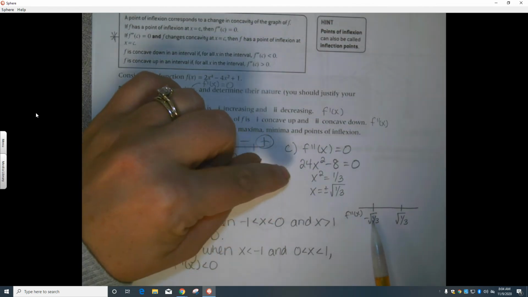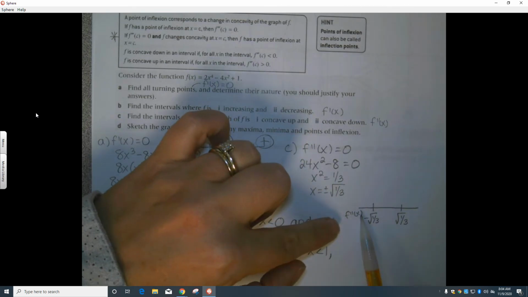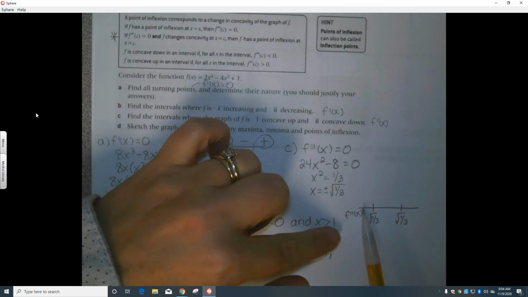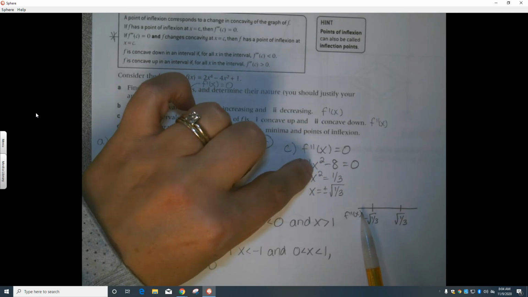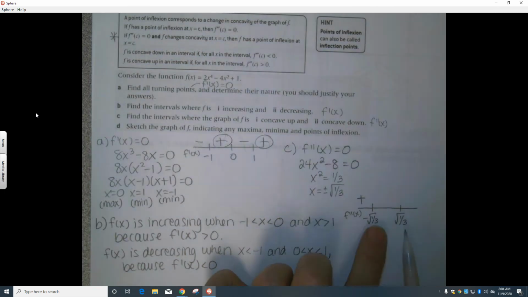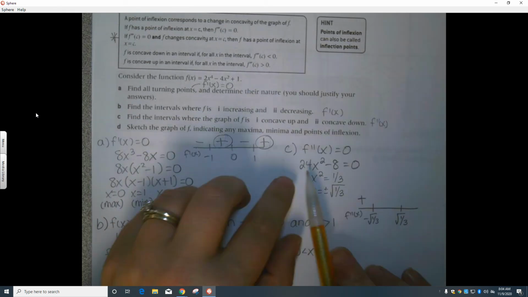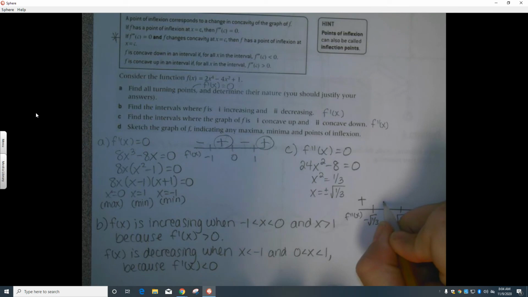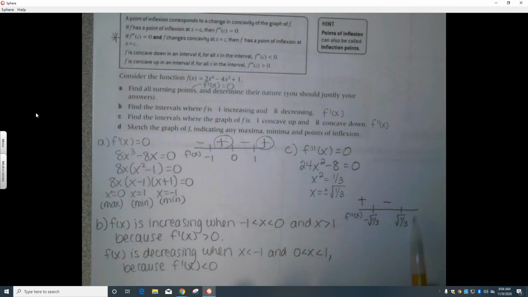So if I plug one in on the left-hand interval, let's say -10 again. If I plug in -10, I'm going to get a very positive number. If I pick a number in between, I choose 0. If I plug in 0, I get a negative. And then if I plug in a number over here, I pick +10, we get a positive number.